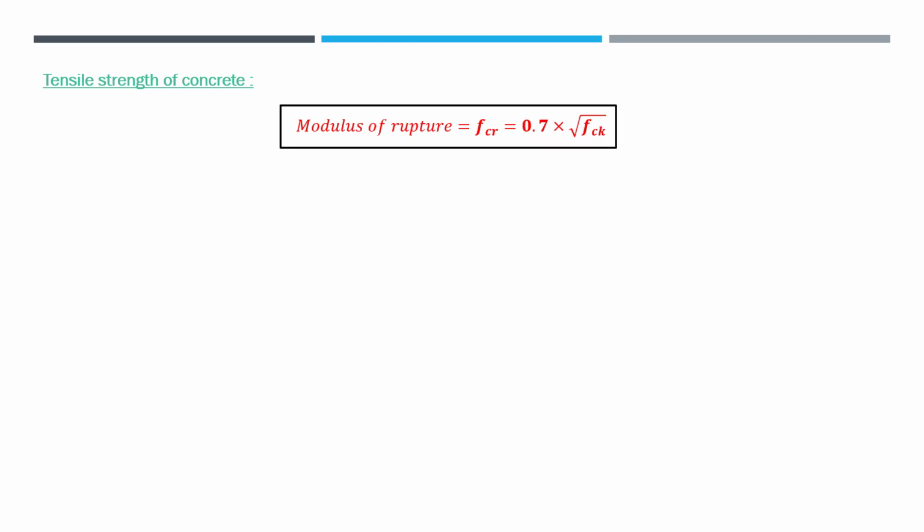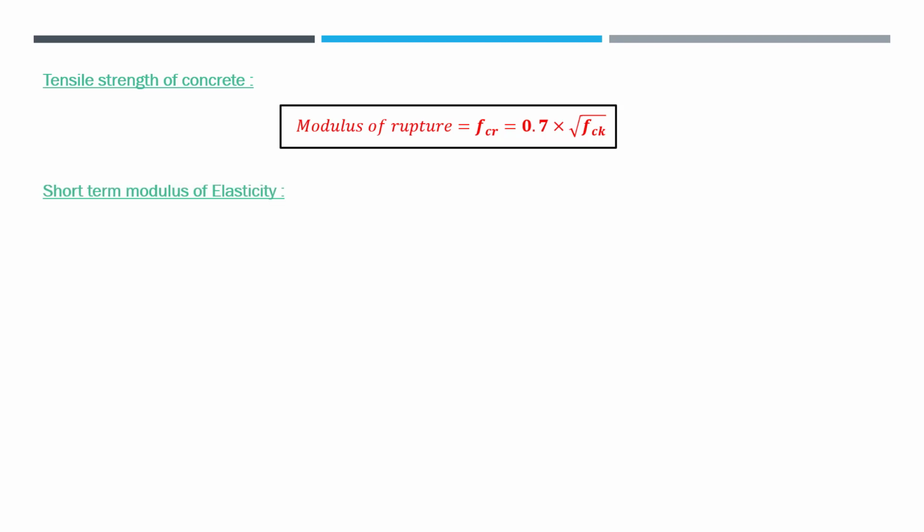Next is tensile strength of concrete. As per Indian standards, the flexural tensile strength or modulus of rupture is given by fcr equals 0.7 times root fck. The expression will give flexural tensile strength in megapascals.